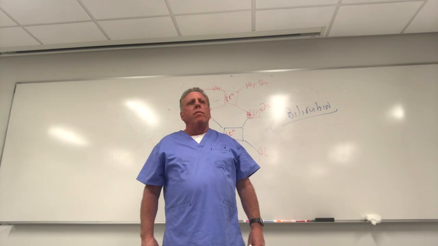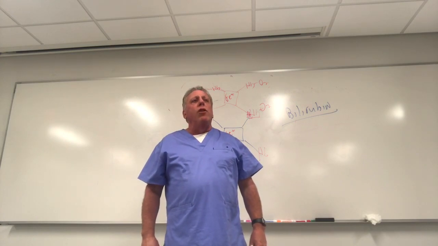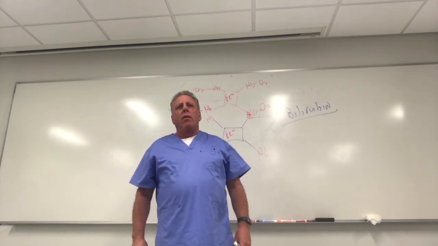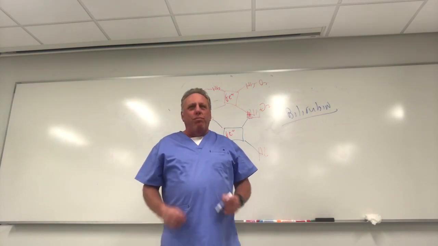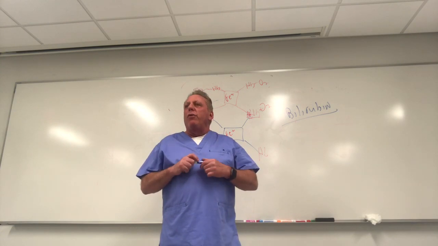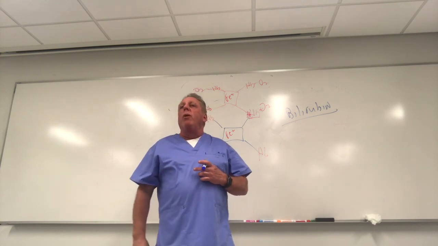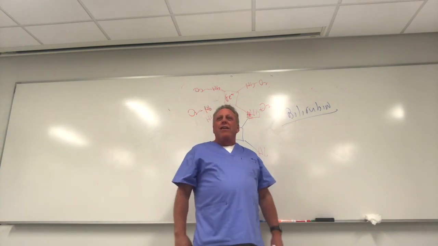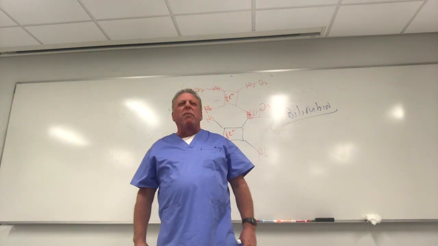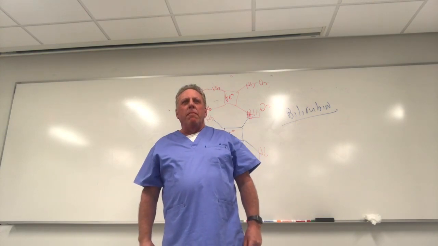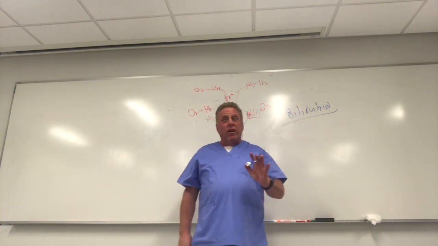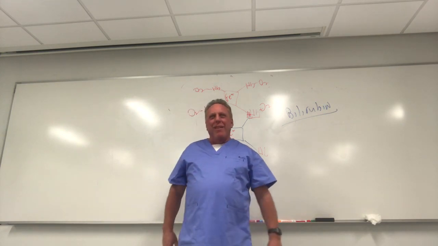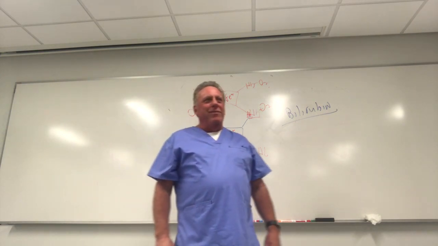So bilirubin is the waste product of hemoglobin destruction, of the red blood cell destruction. And the albumin protein molecule carries the bilirubin to the liver to become biliverdin. It uses this waste product to become biliverdin, which is used in bile. And we'll discuss that when we discuss digestion. So waste products are always being used.